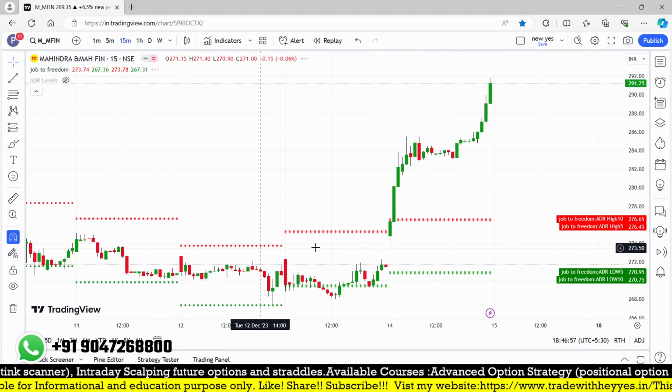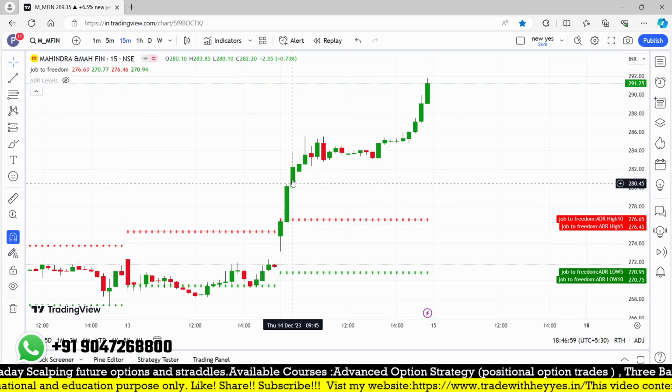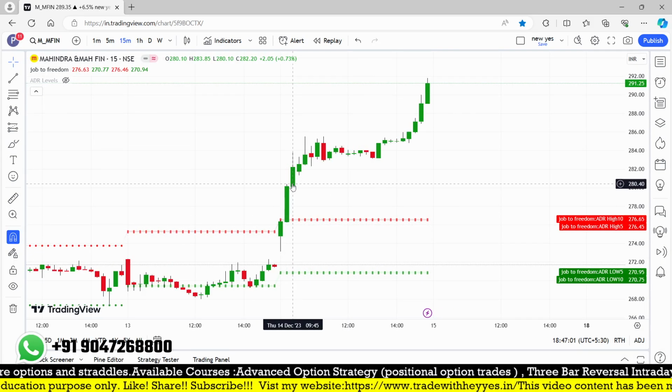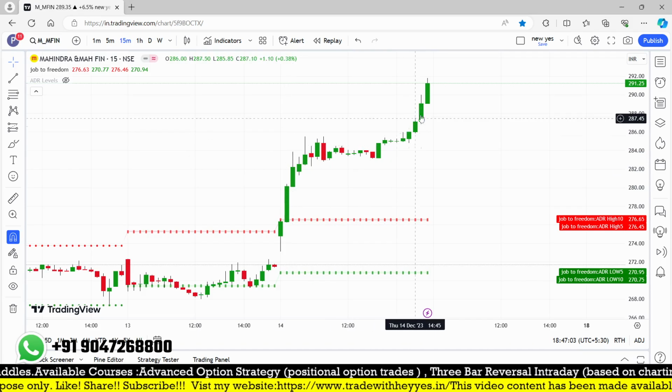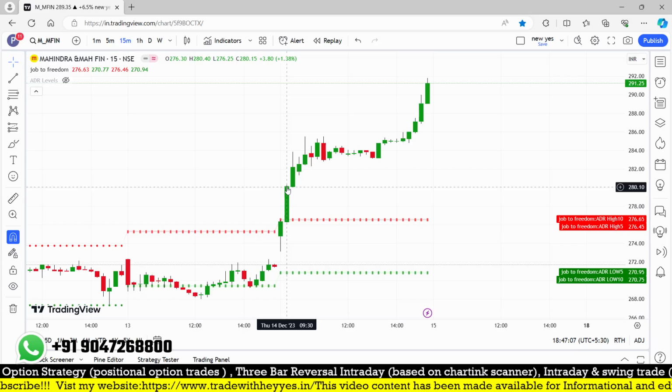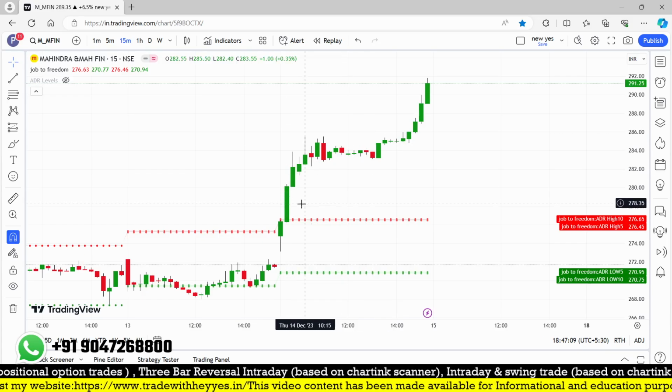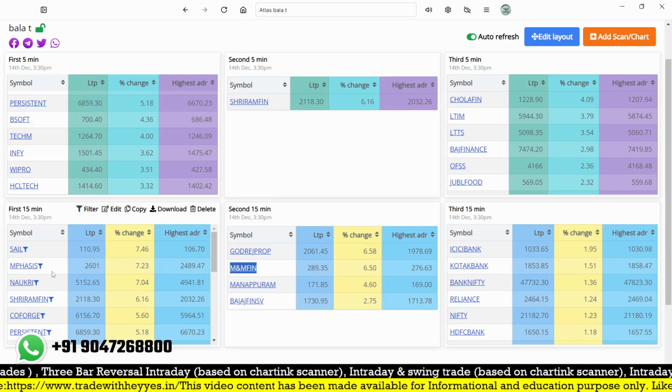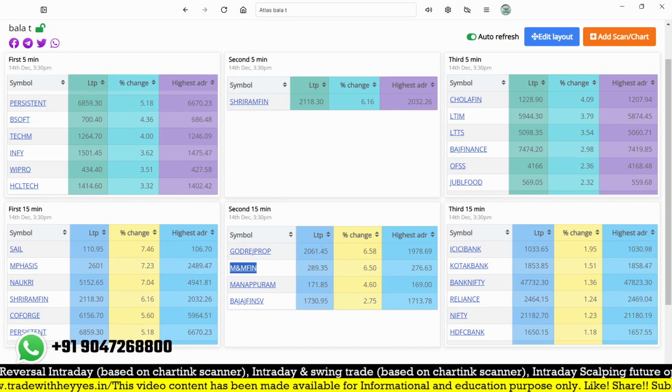You are looking at the second 15-minute candle, where the next candle itself broke. There is an entry at 280, and it finally reaches the peak. I tried the option at around 10 rupees, and it closed around 20. And here, Sale and MPS are also on 15 minutes.